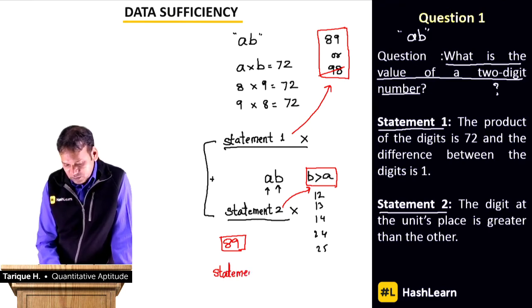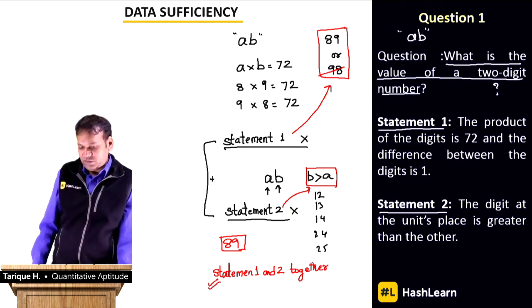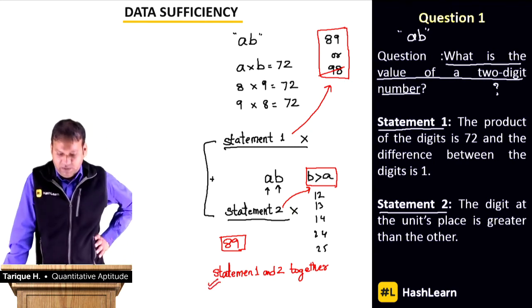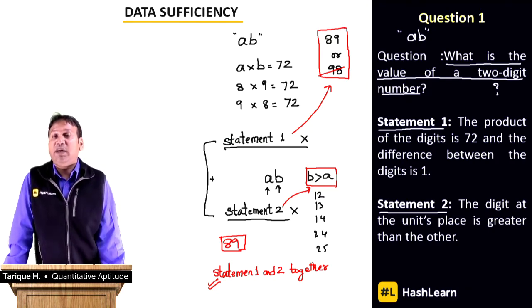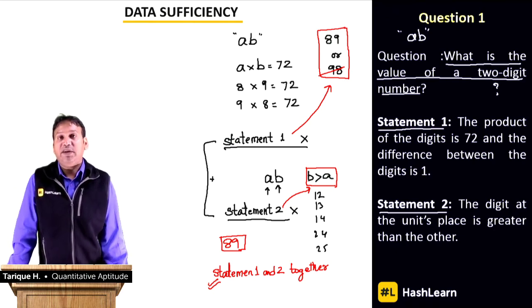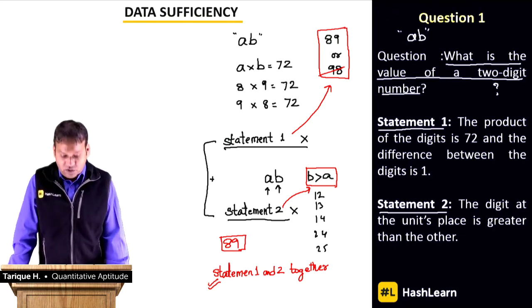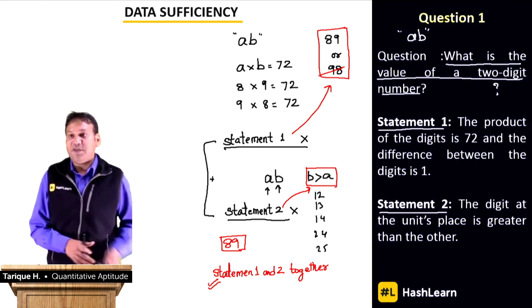Statement 1 and 2 together are sufficient. So neither statement alone is sufficient, but when we combine them together, then we'll get the answer. That is your option for the particular question here. So that's what we mean by a data sufficiency question. We don't have to find out the exact answer. What we have to decide is whether the question can be solved, whether the data given to us is sufficient or not sufficient. I hope you have understood the structure of a data sufficiency question.